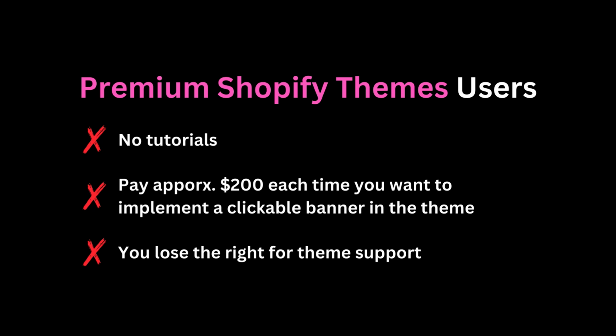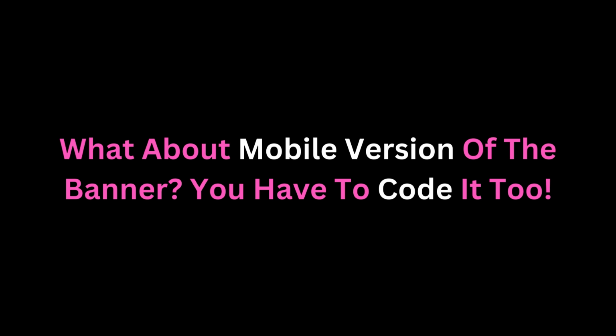By implementing a custom code into the premium theme, you also lose the rights for support. So if you accidentally break something, your theme provider will not help you because it's your fault. And what about the mobile version of the clickable image banner? You need to code it as well. Otherwise, it won't look nice on mobile.